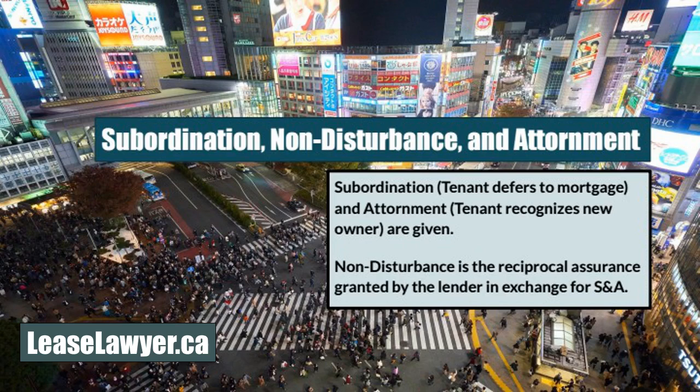The three parts are intrinsically linked. The tenant agrees to subordinate and attorn, but only in exchange for the lender's reciprocal agreement not to disturb its peaceful possession. This tripartite agreement harmonizes the potentially conflicting interests of all three parties, tenant, landlord, and lender, creating a stable legal environment for the underlying commercial venture.